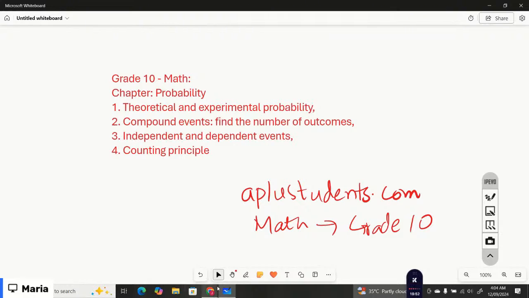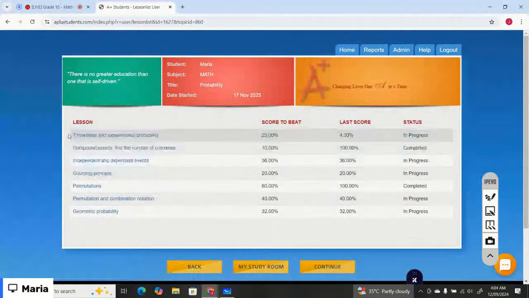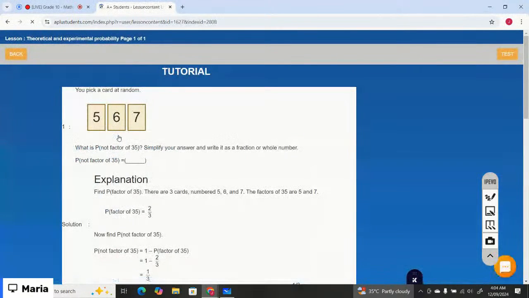Okay, here I am on grade 10 math. Let's just start with the chapter probability. So I'm here on the first lesson, theoretical and experimental probability. So let's just start with the lesson. Okay, so let's just start with the first example. Just listen to me carefully, right?